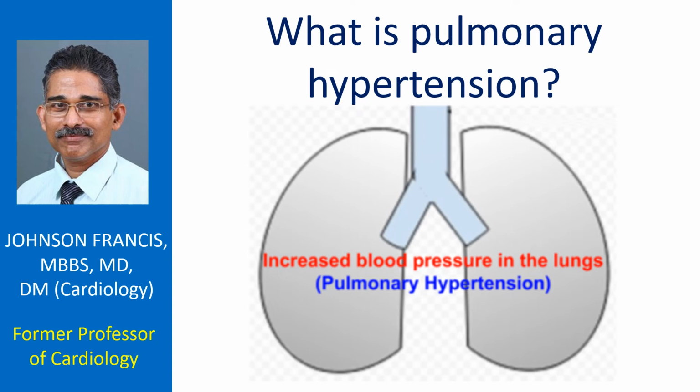What is pulmonary hypertension? Pulmonary hypertension is nothing but high blood pressure in the blood vessels of the lung, pulmonary arteries and veins. If there is no known cause, it is called primary pulmonary hypertension. If there is a cause like disease of the left side of the heart or obstructive airways disease, then it is called secondary pulmonary hypertension.